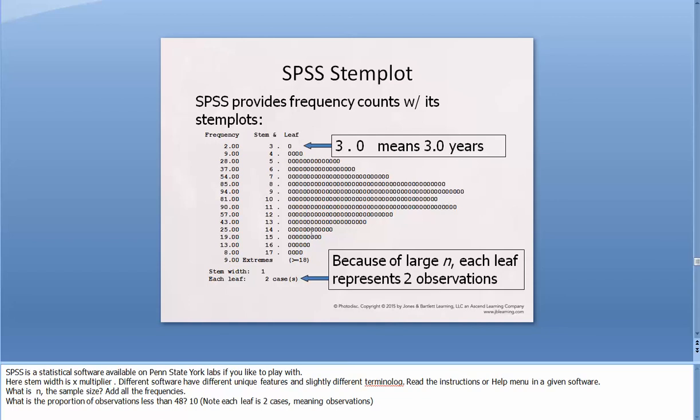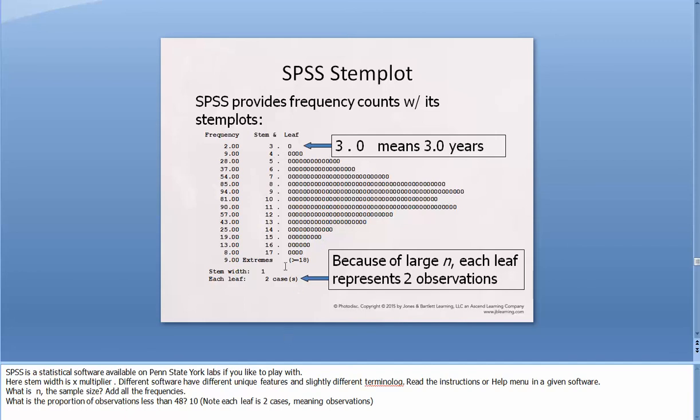Now, something bad about this SPSS stem plot is it does not differentiate the ones. See, we do not know whether this is 4.2 and whether this is 4.8 and so forth. So this is the best you can do when you have large data sets. All you can say is, there are 9 observations which are in the 4.0 range.